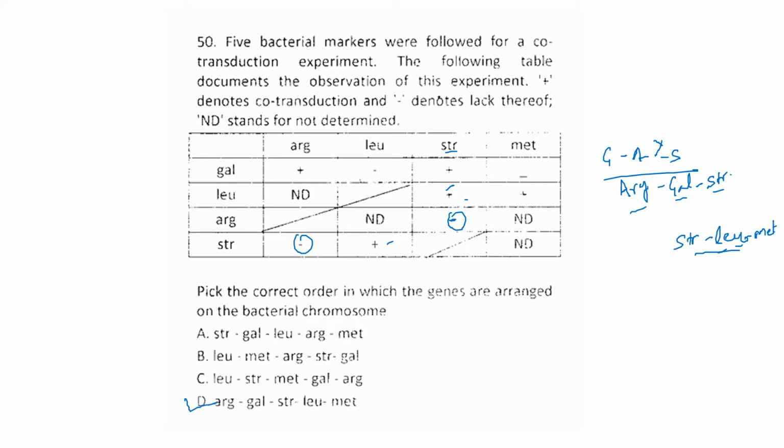We can do this by elimination method also. So if we see STR and gal, they have been co-transduced, but for gal and leucine, there is no information about it. Leucine and arg, if we see this, it has not been determined, so we can't say anything about it. Arg and met, again not determined.